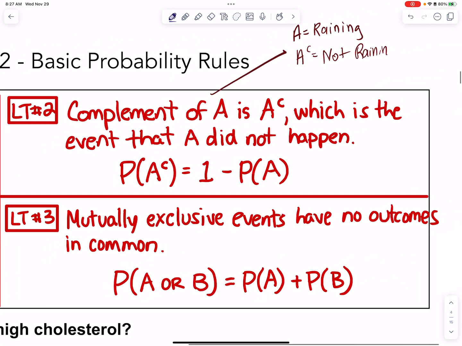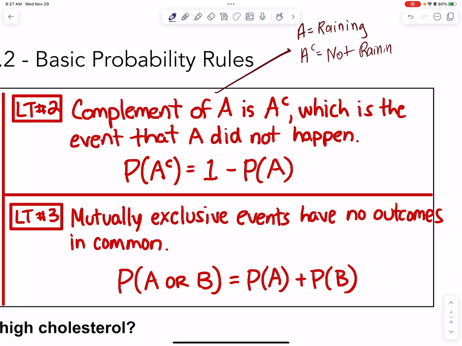Now, complement of the event. That should say raining. There we go. Complement event's just the opposite of what would happen. So the probability of raining maybe is 40%. The probability of not raining would be 60%, just 1 minus the actual event. And the little c up in there is equal to the complement. You'll also see it written like this, probability of A prime. Those mean complement also.